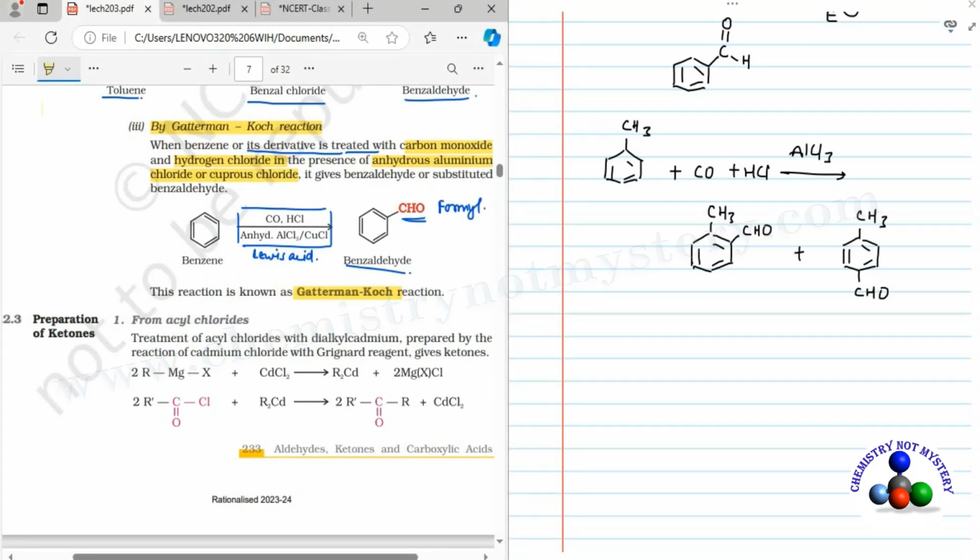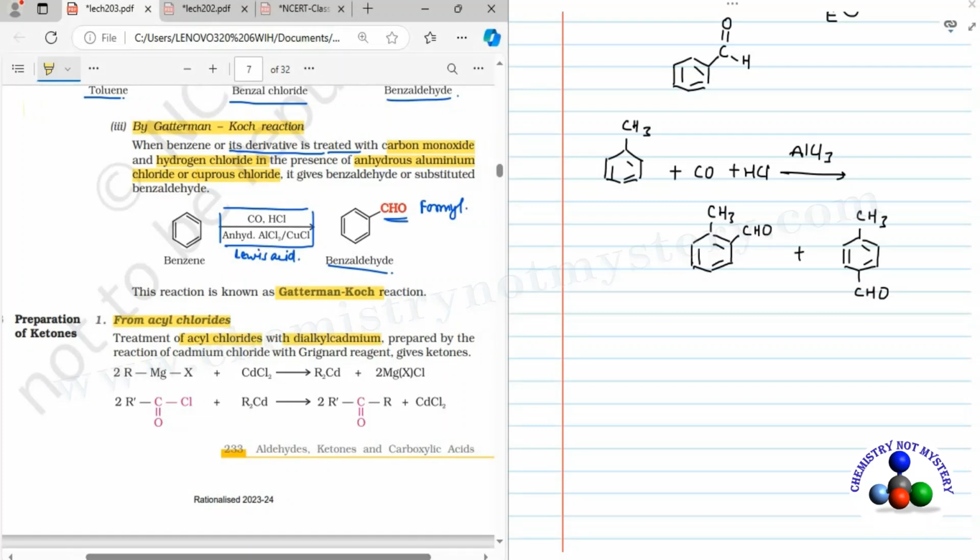Now come to the preparation methods of ketone. First method is from acyl chloride. The treatment of acyl chloride with dialkyl cadmium, prepared by the reaction of cadmium chloride with Grignard reagent, gives ketone. So here, when this acyl chloride is treated with dialkyl cadmium, it results in the formation of ketone. So this is ketone and this Cl will get removed with the Cd in the form of CdCl2.